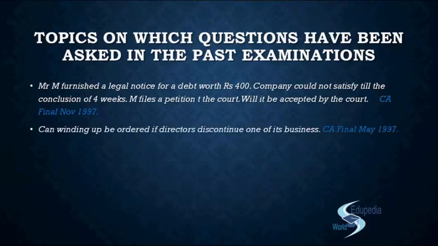Now moving on to the other questions. Can winding up be ordered if directors discontinue one of its businesses? So again, it is talking about one of its businesses. We'll again take the same example of the textile industry, right? As per that example, what they are doing is they have stopped manufacturing thread from the cotton. They procure thread from the outside market.